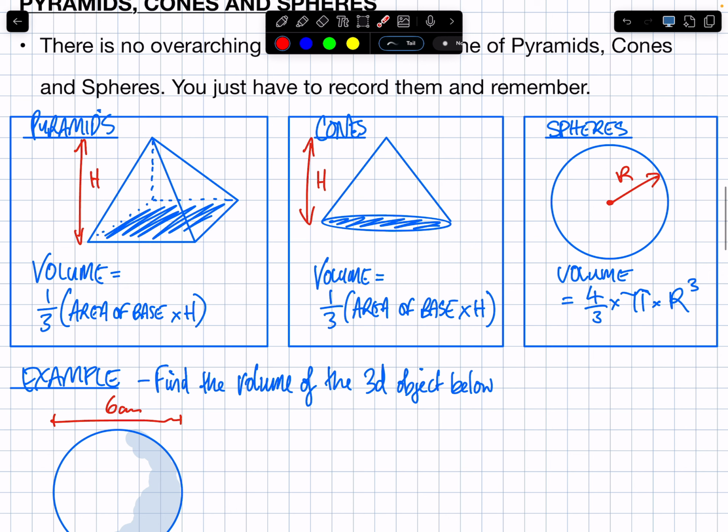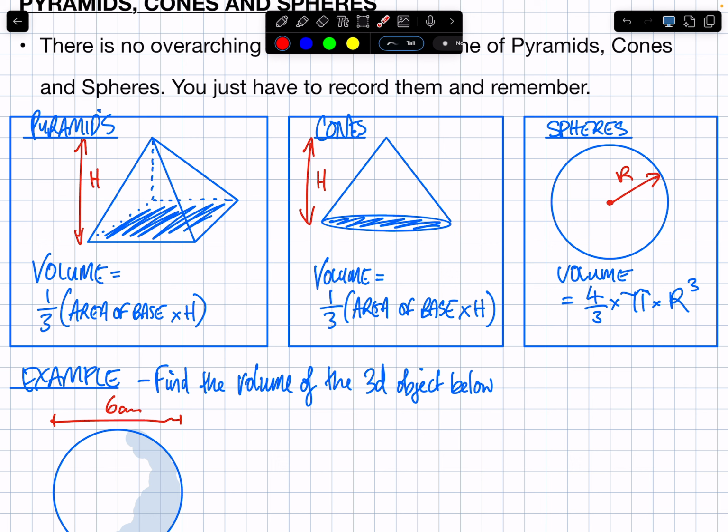Volume of a cone. I can hear you, okay? Area of the base of a cone is a circle, which is pi r squared. You can see the formula for a cone is basically the same as a pyramid. What's the only difference going to be? The area of the base is going to be a circle, not a square or a rectangle.